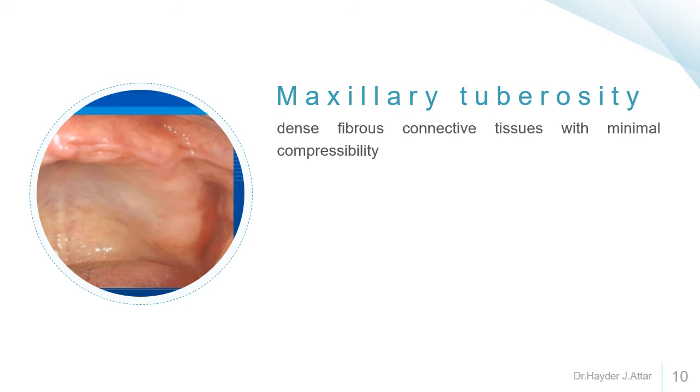The maxillary tuberosity represents the dense fibrous connective tissue that extends from the area of the second molar to the cleft of the hamular notch, and this area is regarded as a good supporting area for the complete denture because it has condensed fibrous connective tissue with minimal compressibility.